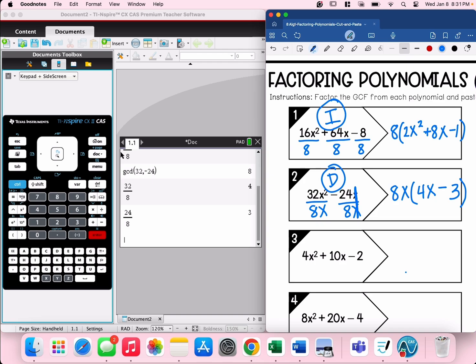Now, guys, with this being a cut and paste activity, please make sure that you're picking up your scraps, you're putting back your scissors, you're putting back your glue, and we're not leaving the classroom a mess.